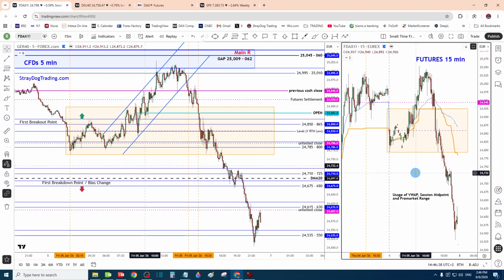VWAP was also useful on Friday when they lost the VWAP, when they dived here at the US Open. You see what the time is. This is the time of the US Open, 15:30 Central European time. After the US Open, when they went back inside the pre-market range and found acceptance there, they were below VWAP, below session midpoint and below pre-market high. And this exact same move was present on Monday as well.